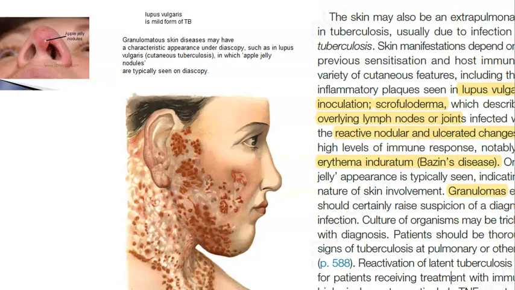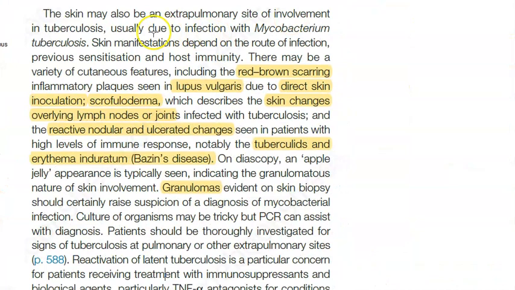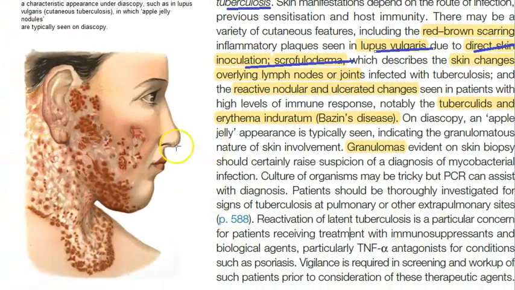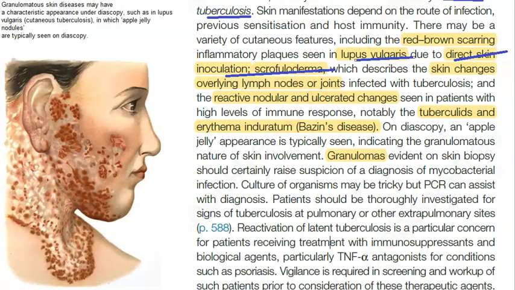What else are the skin manifestations in tuberculosis? If you want to know, here it is. Basically, extrapulmonary involvement. Obviously, the skin is involved, not the lungs. Because of what? Because of Mycobacterium tuberculosis. This is the bacteria that is causing the problem. If there is direct inoculation, then you can have this lupus vulgaris. So there is red-brown scarring. Please understand, only if there is direct inoculation will you have this lupus vulgaris.